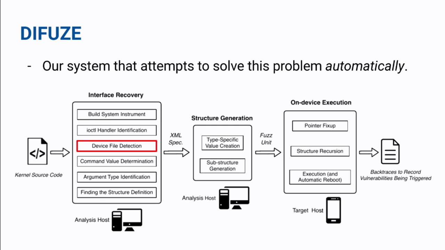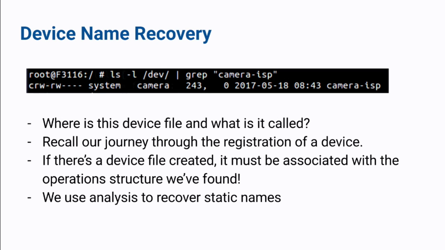This step is finding the device name. None of this does us any good if we don't know what the special device file is called. Our example was camera ISP. To be totally honest, the analysis we do for this is pretty boring, and I'm going to skip it. I'm more than happy to talk about it at the end if somebody's interested. What it boils down to is that if it's registered with a static name, like in the example we saw, we can recover that. So we would be able to find camera ISP. Great, it's static, excellent.